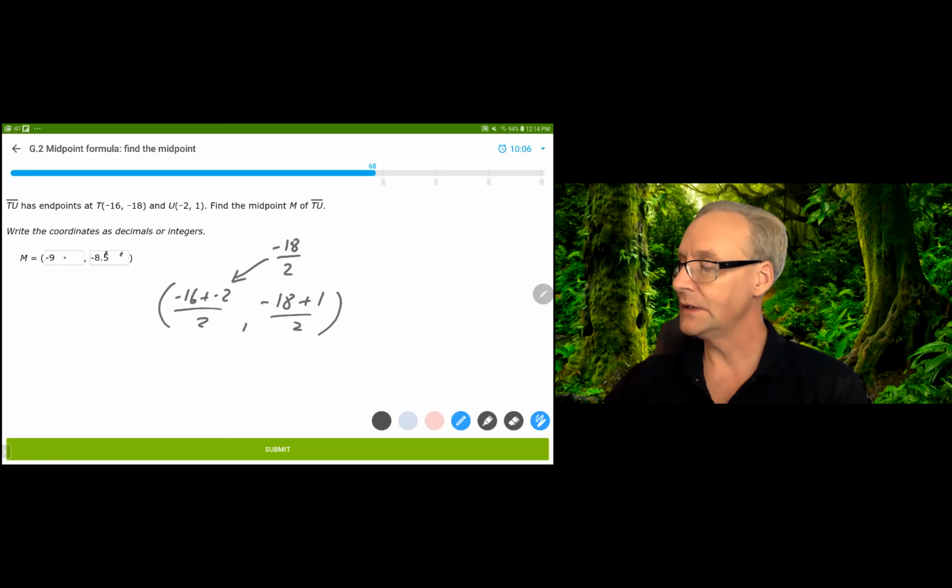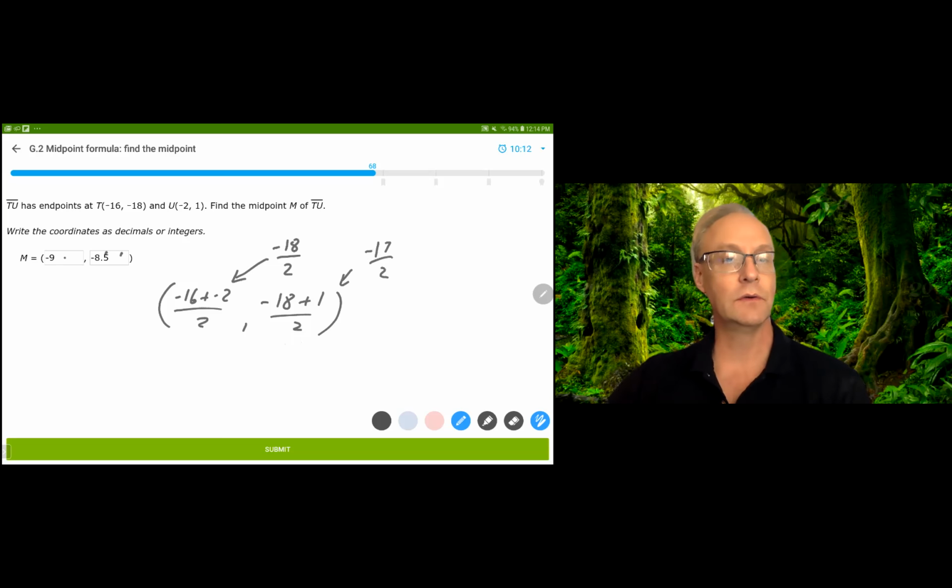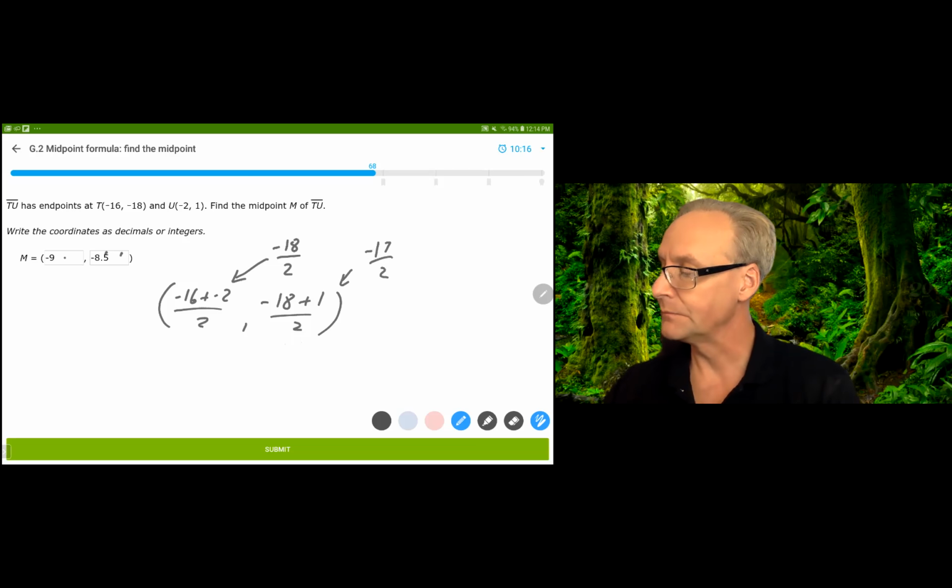For this second one, who wins is the negatives. The negatives win by 17. And when you take 17 over 2, you get negative 8.5. So we have our midpoint.